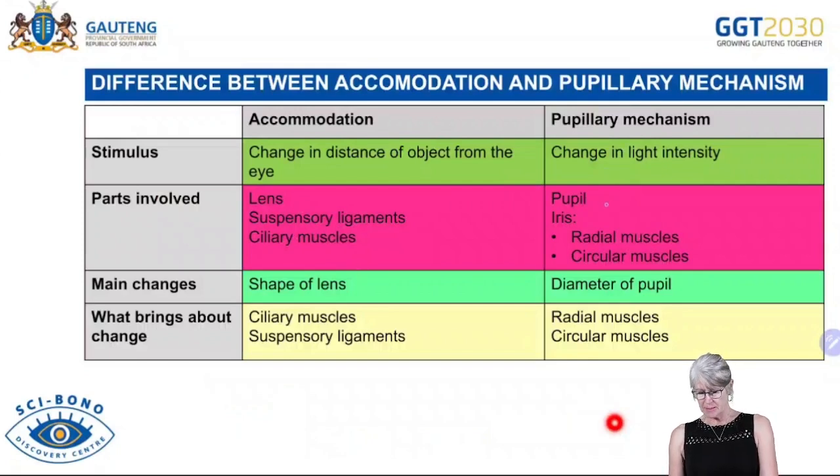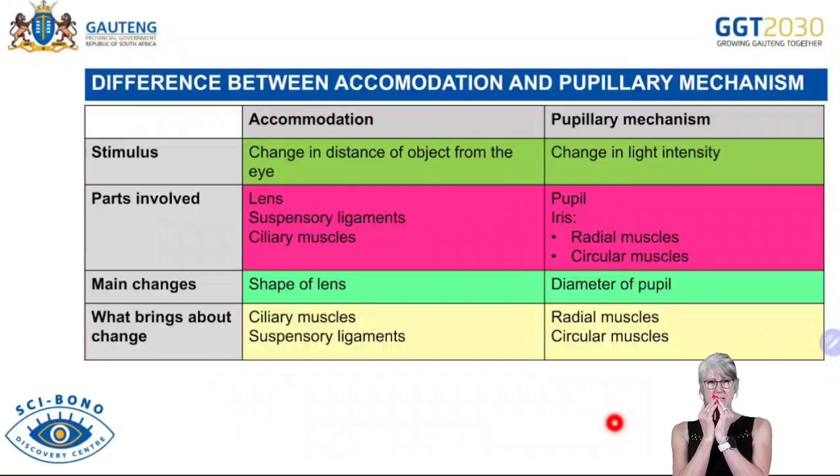Whereas in pupillary mechanism, it's the pupil and the iris as well, and specifically the radial muscle and the circular muscle that bring about the changes. The main change that occurs in accommodation is the shape of the lens. So it becomes either more convex or less convex. Whereas in pupillary mechanism, the size of your pupil is going to change. Okay, and then what brings about the change?